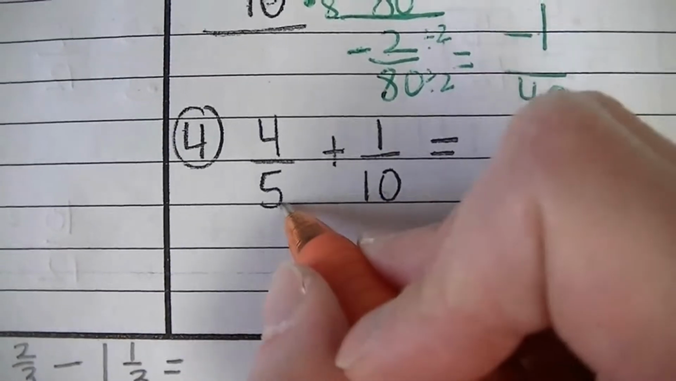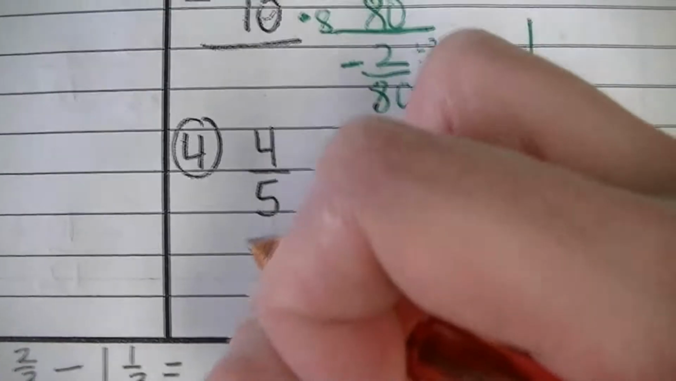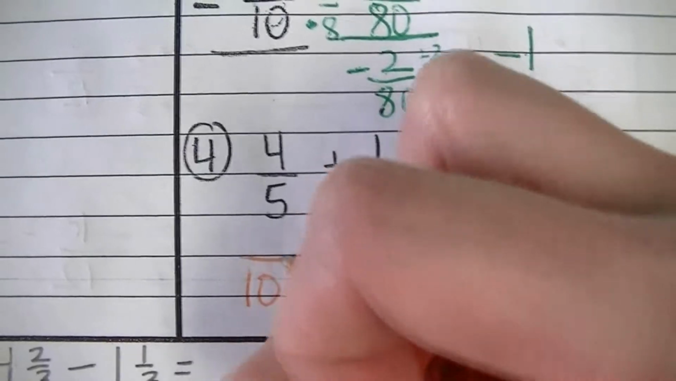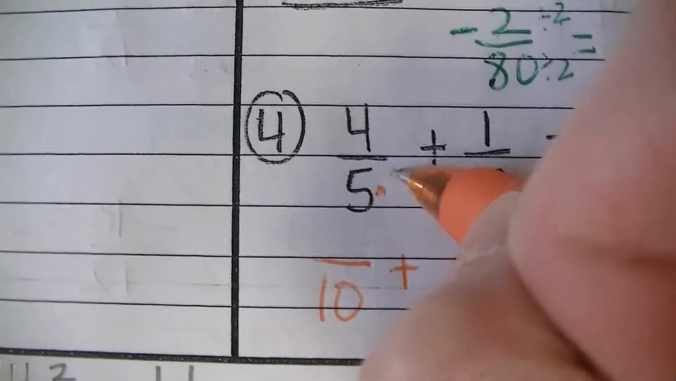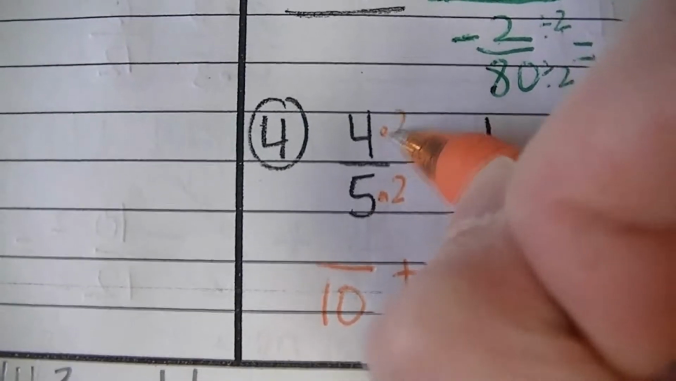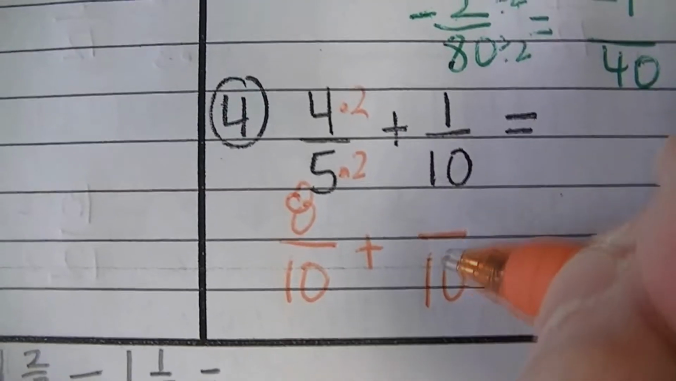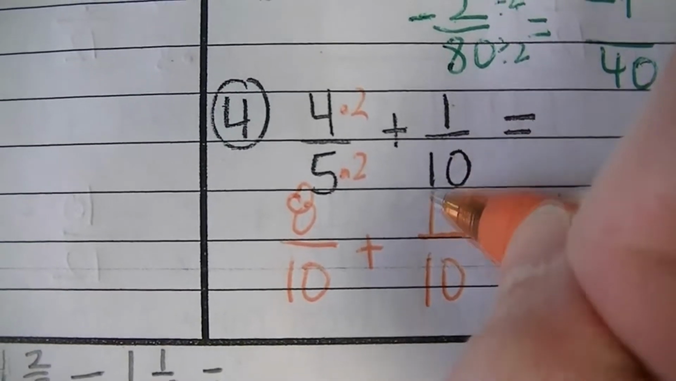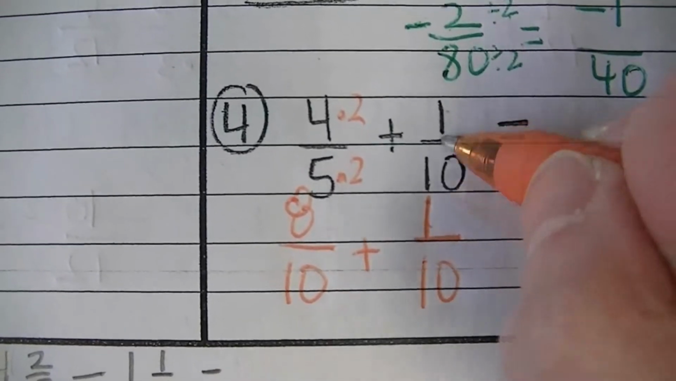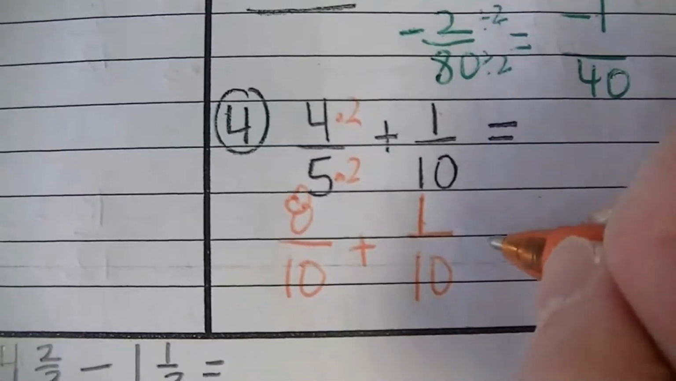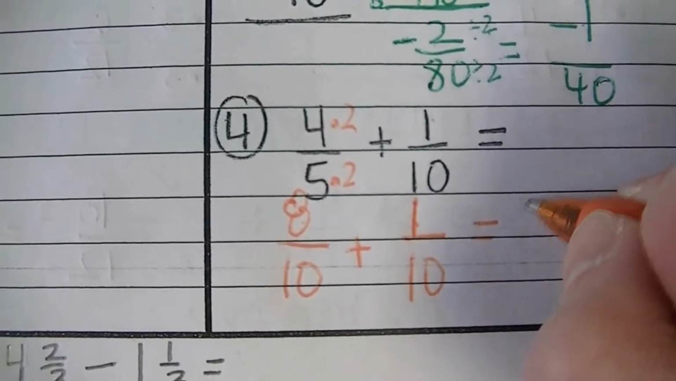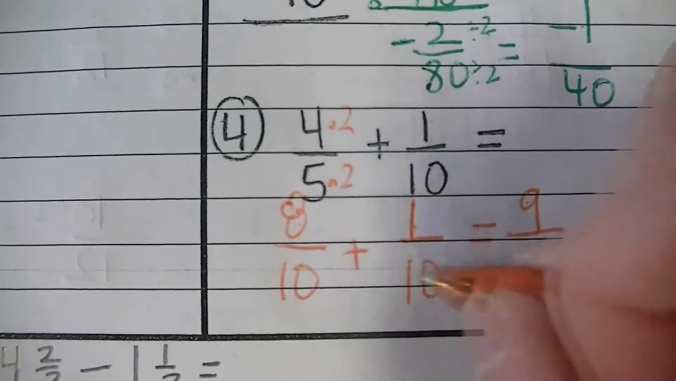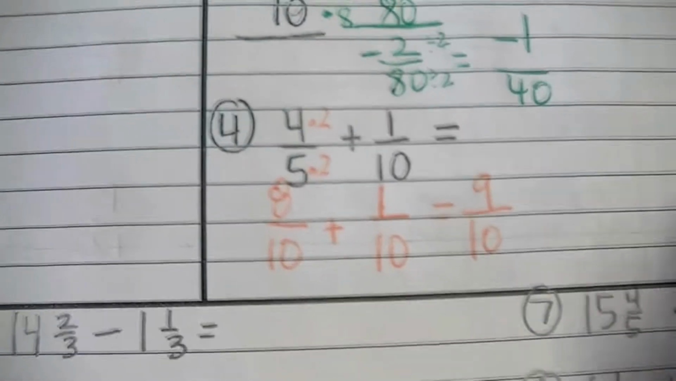So when I look at this, I'm like, oh, they both go into 10. So I'm going to rewrite it underneath. And 5 times 2 gets 10. 4 times 2 is 8. Well, this one, it's already out of 10, so I can just keep that. Okay? So now that I have common denominators, which are same size pieces, I can add straight across. 8 plus 1 is 9. And then keep the same denominator, you get 9/10.